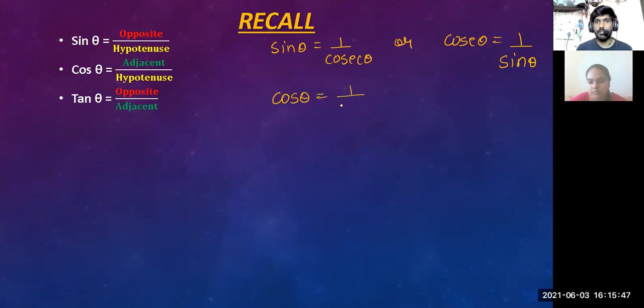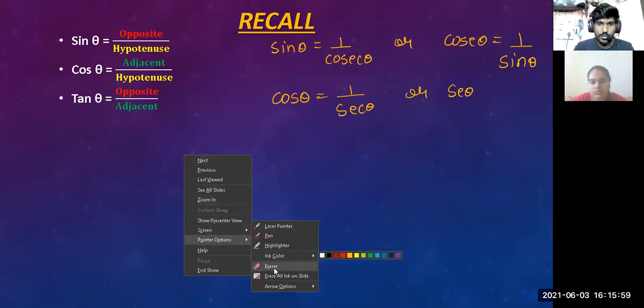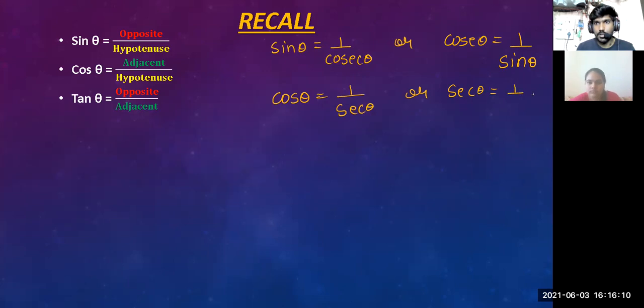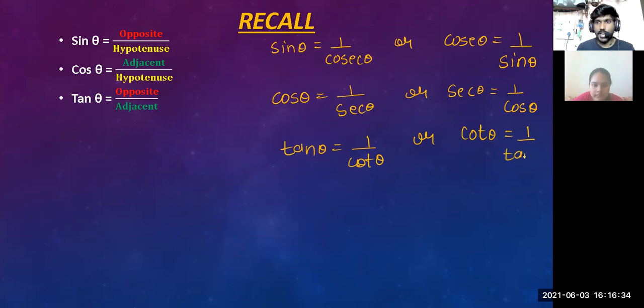Cos theta is 1 upon sec theta, or sec theta is equal to 1 upon cos theta. Then tan and cot are reciprocals of each other. So tan theta is equal to 1 upon cot theta, or you can say cot theta is equal to 1 upon tan theta. I hope this reciprocal relationship is clear. I'll call these the reciprocal formulas.